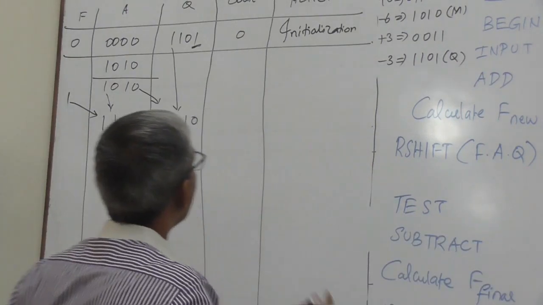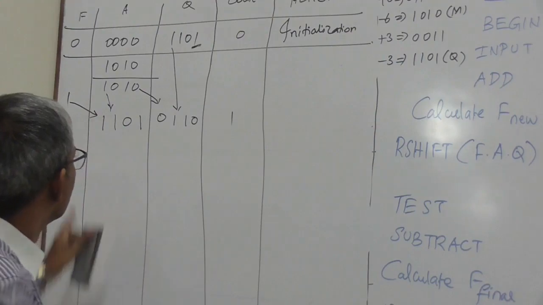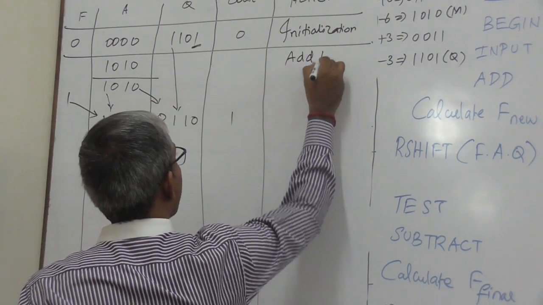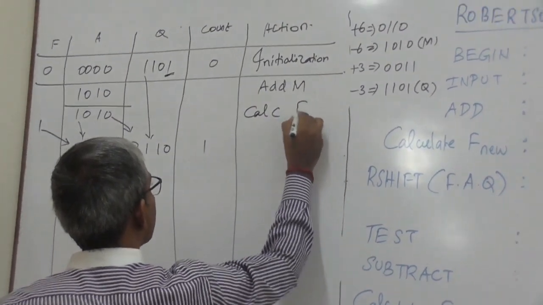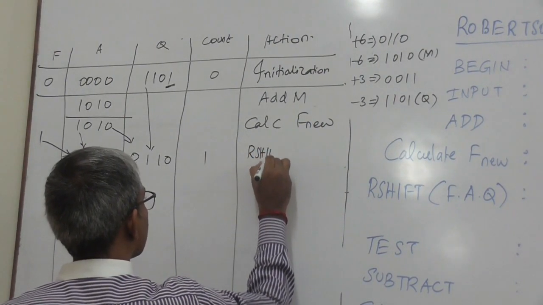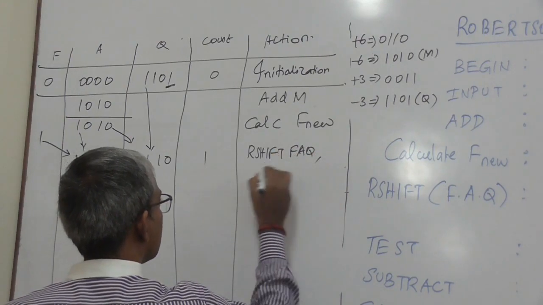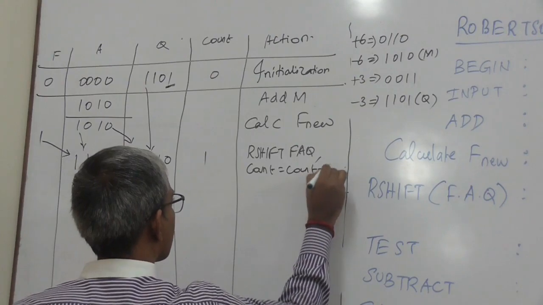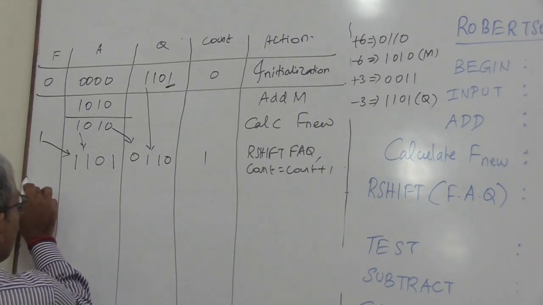I have to increment the count value. So the count should be incremented to 1. So let me write the actions here. Here, add M, and then calculate F new, and then right shift F A Q, and then count should be incremented. So these are the steps we have done. So one iteration is over.